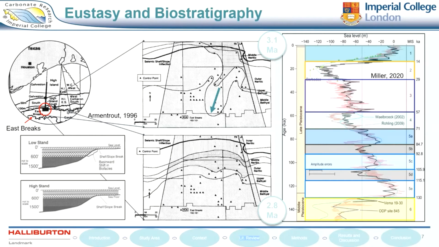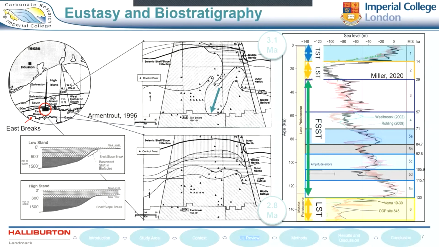So I utilised the Miller 2020 eustatic curve, and this shows the full eustatic cycle from 140,000 years ago to the present day. So you can see labelled, we have the lowstand, the early falling stage, down to the falling stage sea level, which is punctuated by a period of high frequency regressions during the influence of the Milankovitch cycles. And then at 20,000 years ago, we have maximum lowstand, and then the sea level quickly increases up to present day sea level.